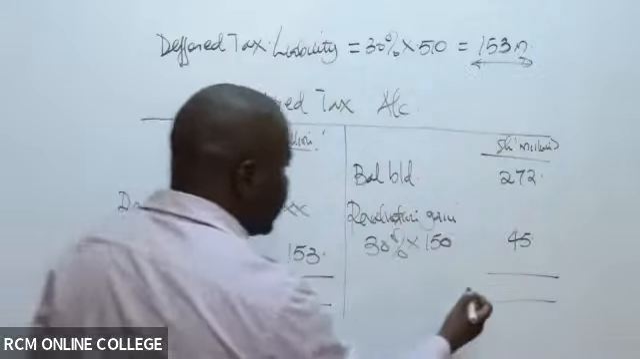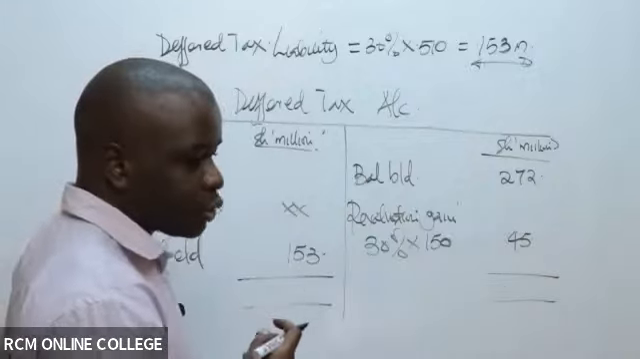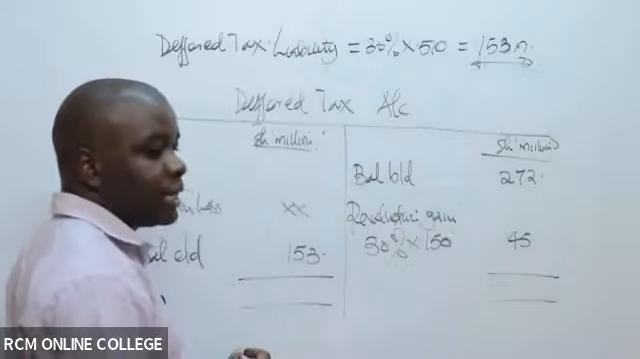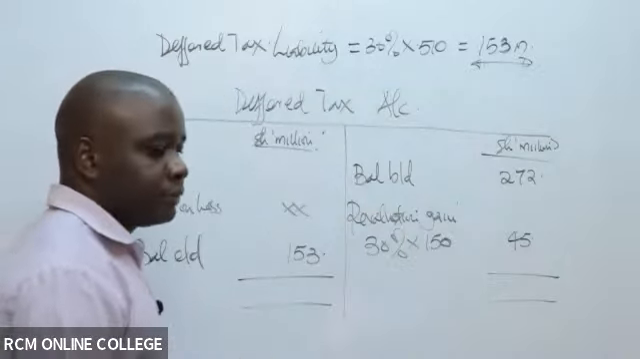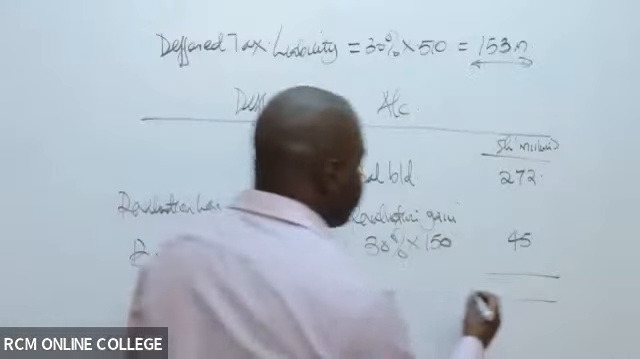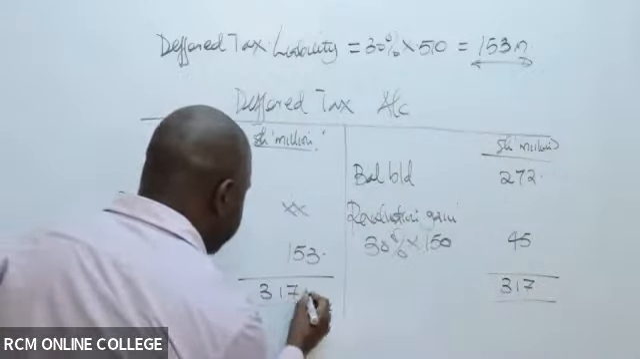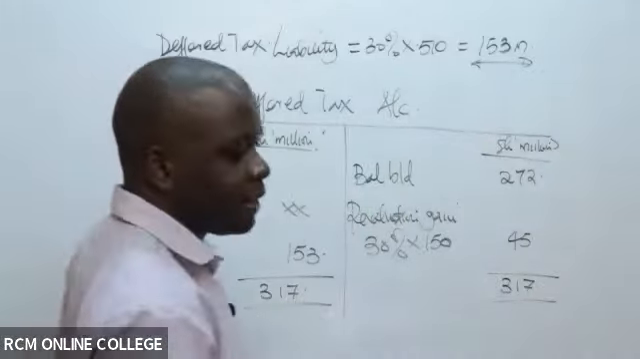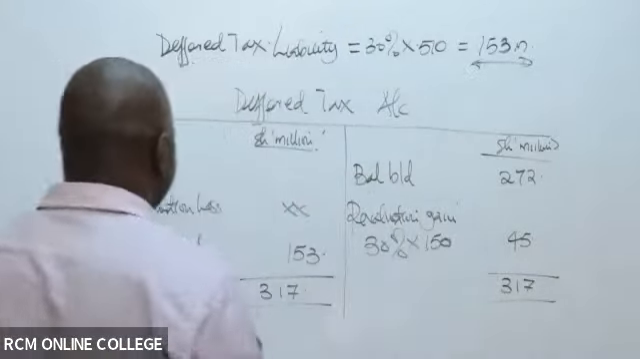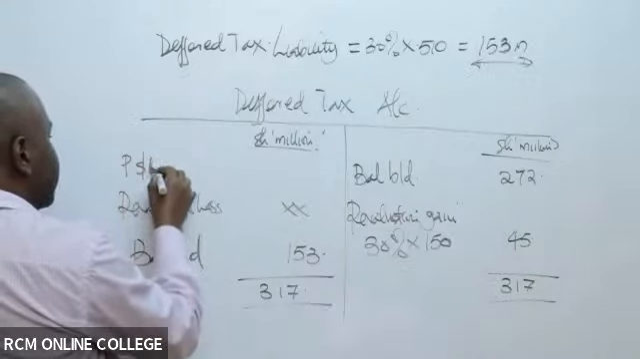So what is the total there? I think it's 317. And in this case, 317. The difference will actually go to the P&L account or the income statement.